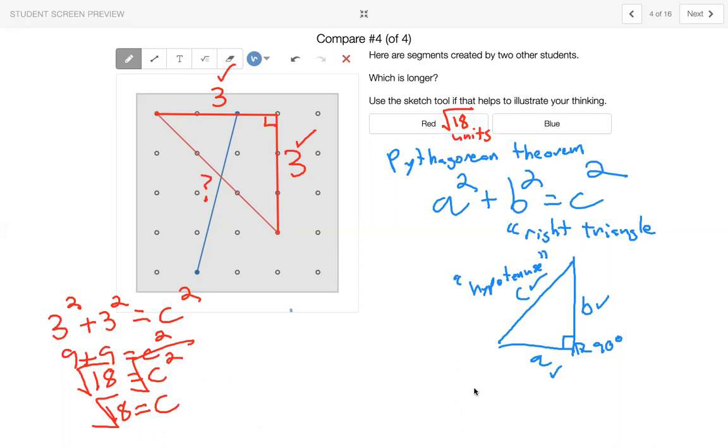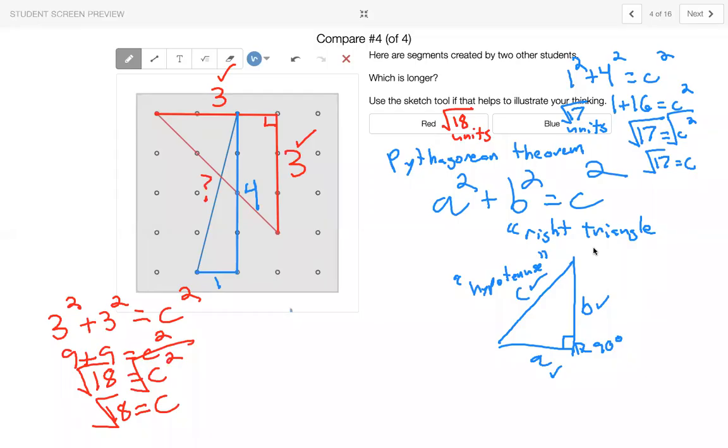Capiche? Sound good? Take a moment, try to get a hold of that blue segment. Pause the video, try this out. You could have gotten to some work like this with this length here of 1, this height here of 4. If you square 1 and 4, that should equal c squared. Now talking about this blue length, 1 times 1 is 1, 4 squared is 16. 1 plus 16 gets you 17. If we take the square root of both sides, this is saying that the blue line is now square root of 17 units.